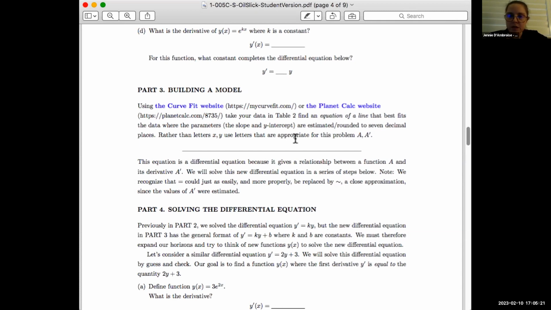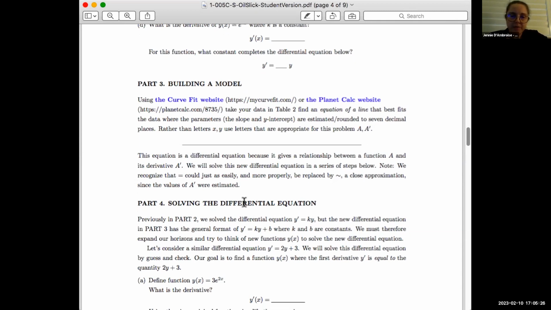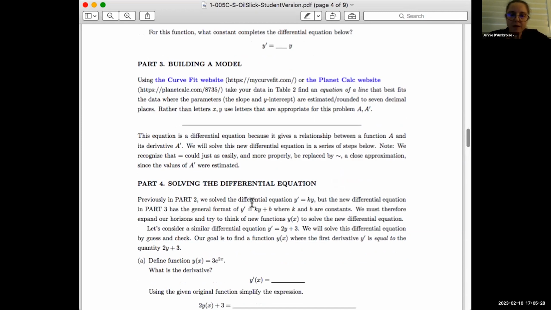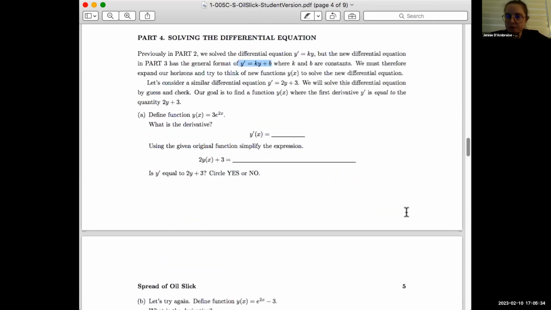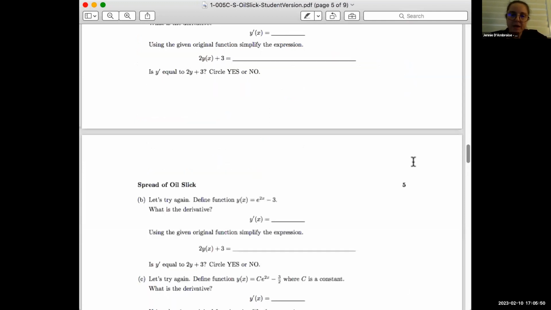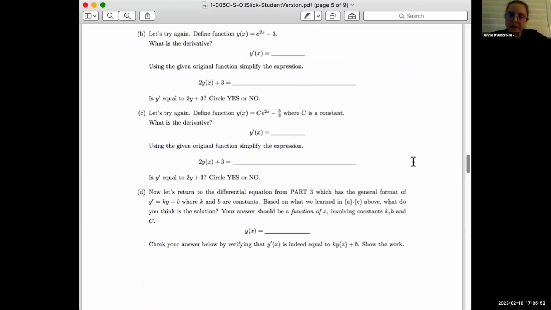And then at that point, I show them that if you have y prime equals k times y plus b, where k and b are constants, this is how you solve the differential equation. I walk them through it basically like guess and check. I don't do any separation of variables here because this is a Calculus 1 class. It's literally just guess and check for the differential equation. I walk them through it slowly, with some examples.